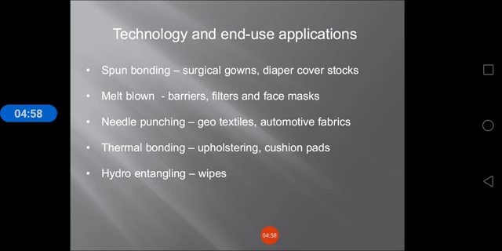And thus the technology and end use of applications are: spun bonding, surgical gowns, diaper cover stocks; melt blown barriers, filters and face masks; needle punching, geotextiles, automotive fabrics; thermal bonding, upholstery, cushion pads; and hydro entangling, called wipes.